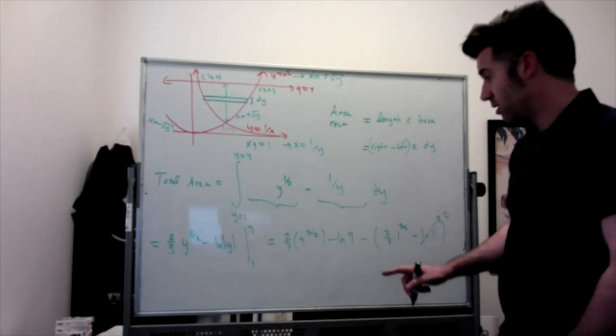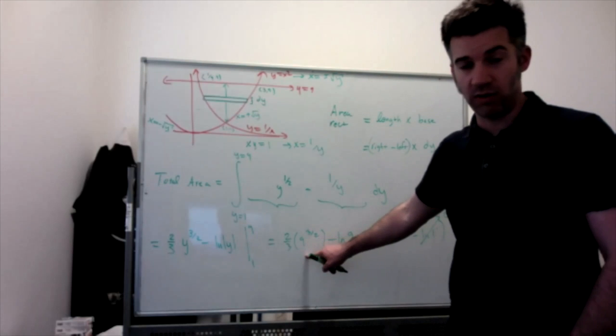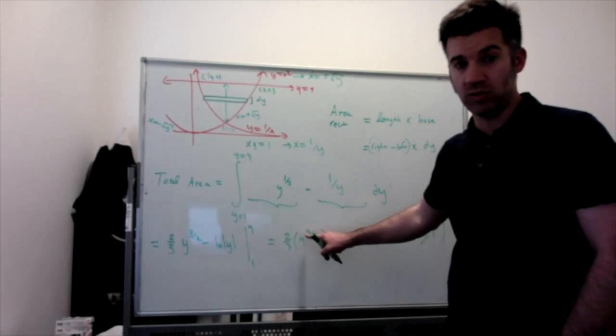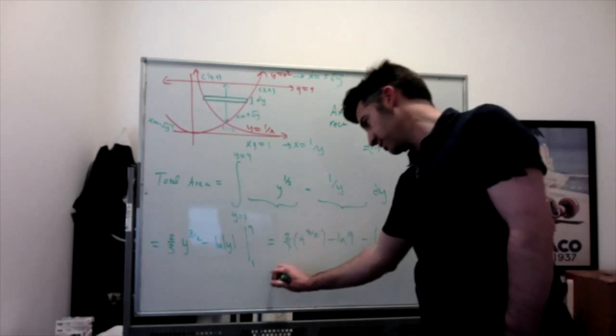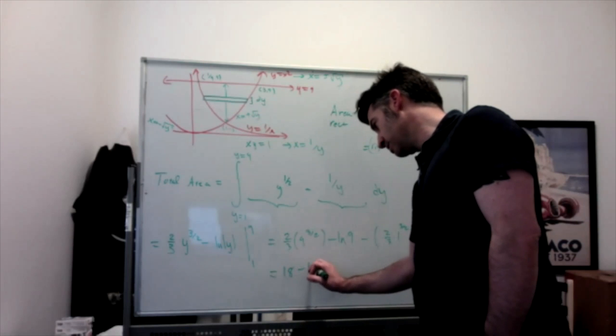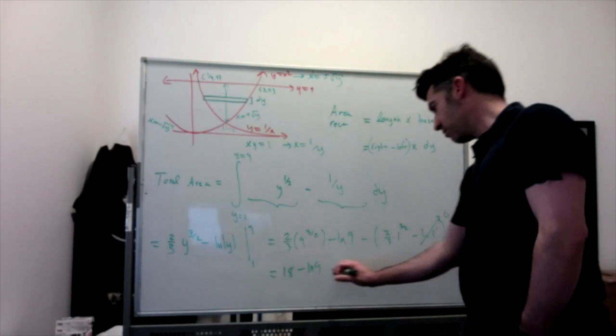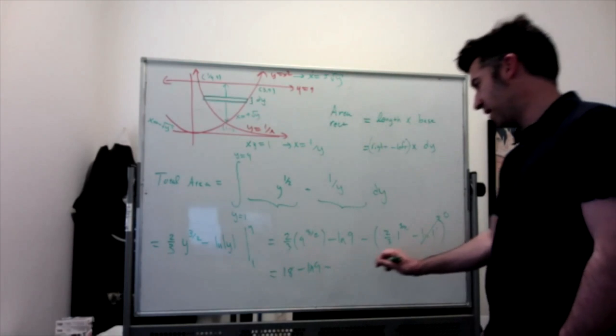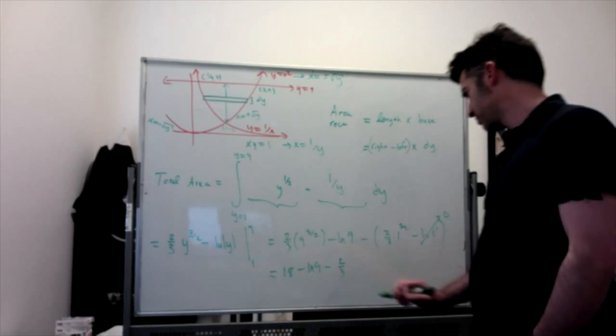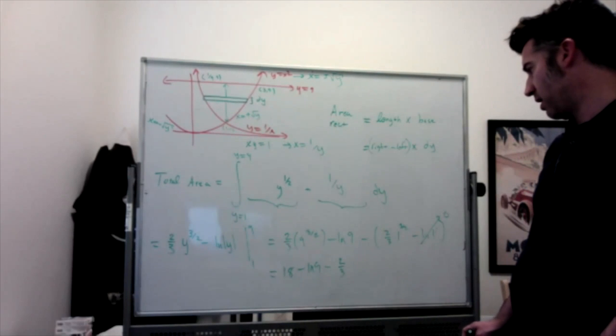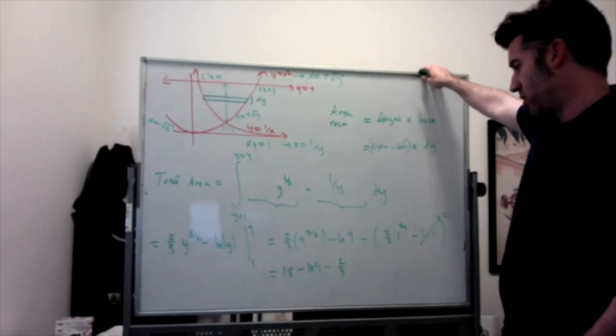So here's what we get. 9 to the 3/2 is the square root of 9, which is 3, cubed, which is 27, times 2/3 is 18, minus the natural log of 9, minus 2/3 times 1 to the 3/2, which is just 2/3. I feel like my answer is off by 1/3.